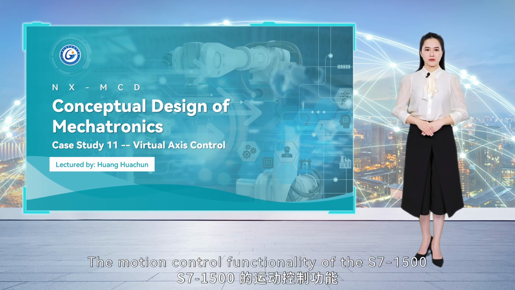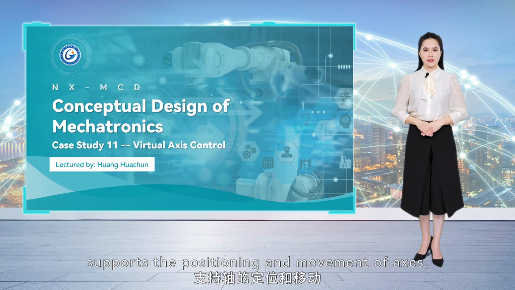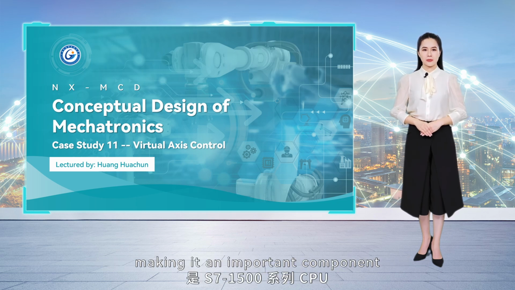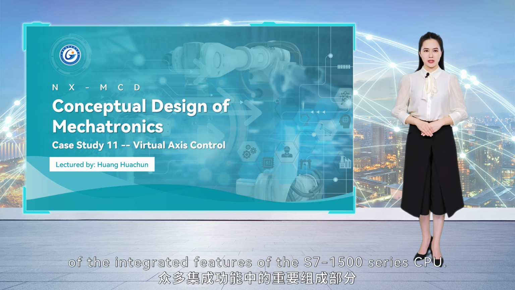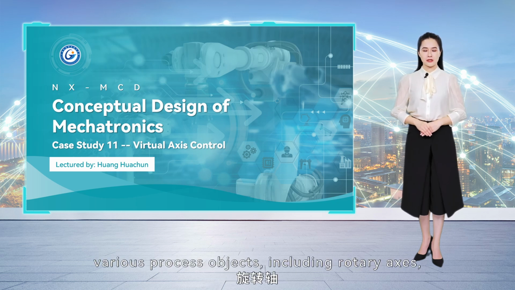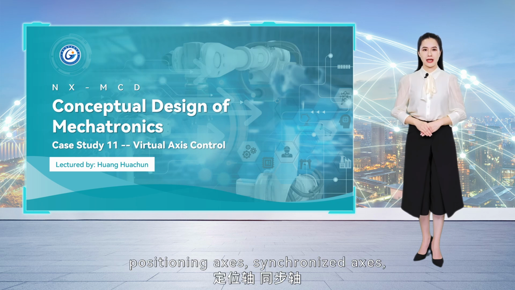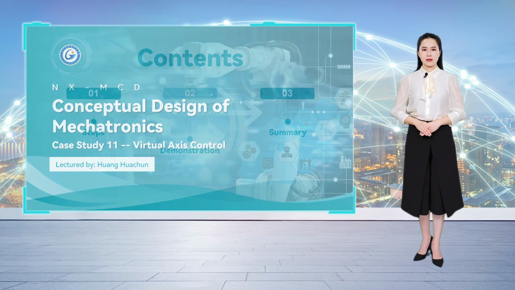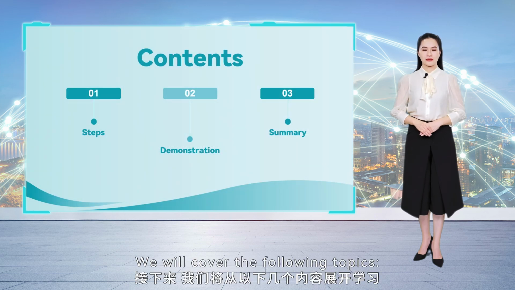The motion control functionality of the S7-1500 supports the positioning and movement of axes, making it an important component of the integrated features of the S7-1500 series CPU. The motion control functionality supports various process objects, including rotary axes, positioning axes, synchronized axes, and external encoders. We will cover the following topics.